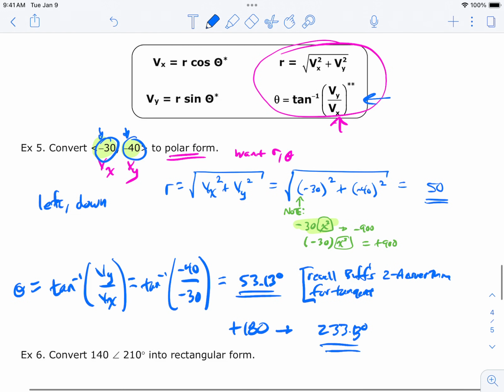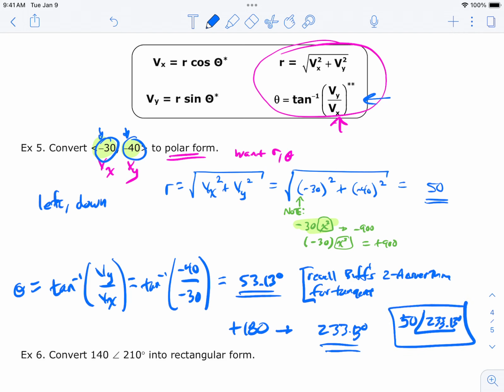Okay, so our correct answer to this one then is 50 at an angle of 233.13 degrees. That's the correct answer. So you might want to highlight it, maybe even in a fancy color. We had to add 180, right?